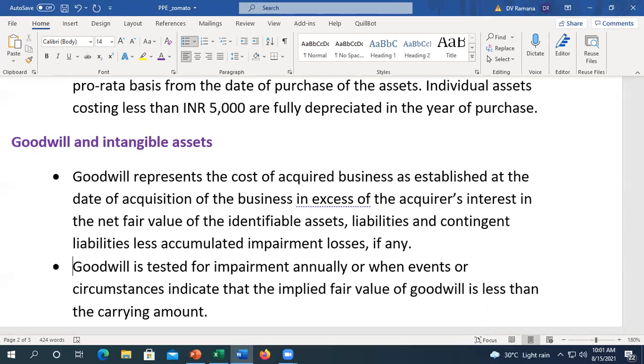So if the market value, or the recoverable value or the fair value of intangible assets or goodwill or property, plant and equipment is less than the book value, then the companies are bound to show the impairment. The impairment loss has to be shown in the income statement, with a corresponding reduction in the value of the asset on the balance sheet. And this concept of impairment test is applicable only to the non-current assets.